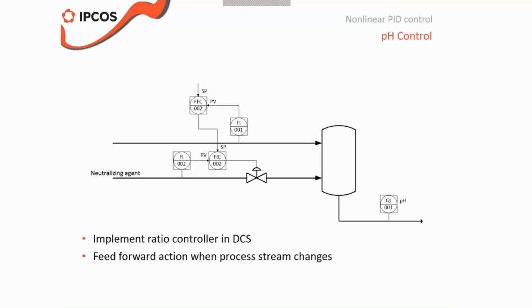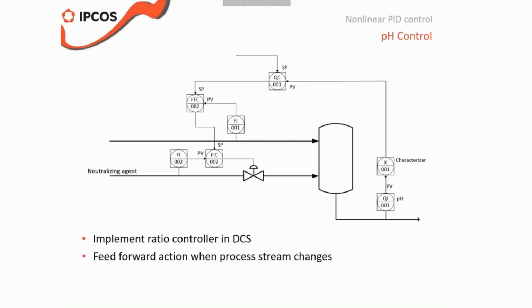The assumption is, let's say I want to keep the pH at 7, it is 7, and I change the load through the unit, and by moving the neutralizing agent in the same ratio, that probably would mean that pH stays hopefully close to 7. So that's a feed-forward action.